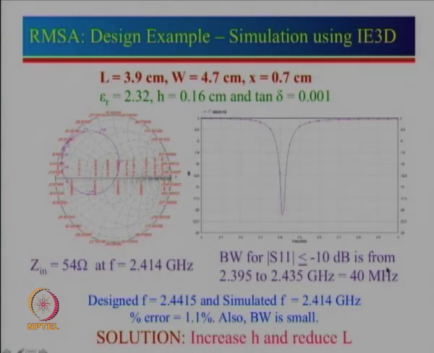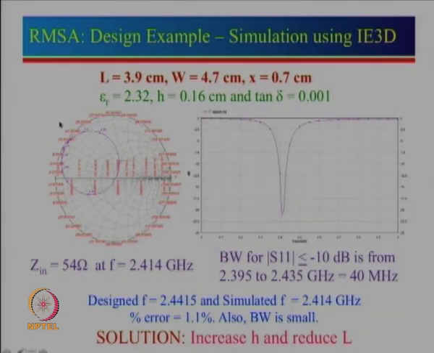Now, this is really not our objective. Our objective was from 2.4 up to 2.483. So we required 83 megahertz, but we have got only 40 megahertz. Do not be disappointed, because this is just the starting point. We just took some arbitrary substrate which has an epsilon r and h given by these values. We will see how to design a real antenna, but this is a good starting point.